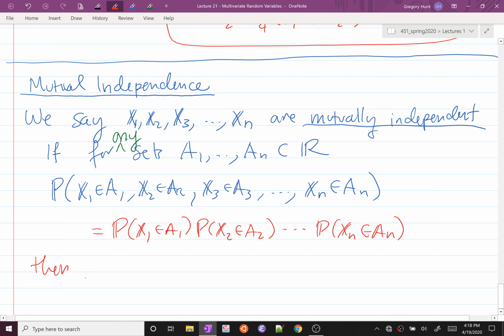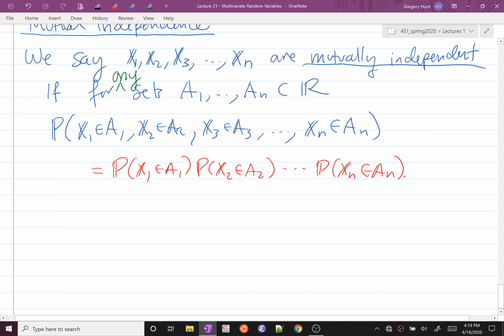then, well, I can just put a period, right? So the statement is, we say that these x1 to xn are mutually independent if for any sets A1 to An that are subsets of the real numbers, the probability x1 is in A1, x2 is in A2, x3 is in A3, etc., is the product of the probability x1 is in A1 times x2 is in A2, etc. Right? So I can write out this product. I can do this factorization. We say the random variables are mutually independent if I can do this for any sets.